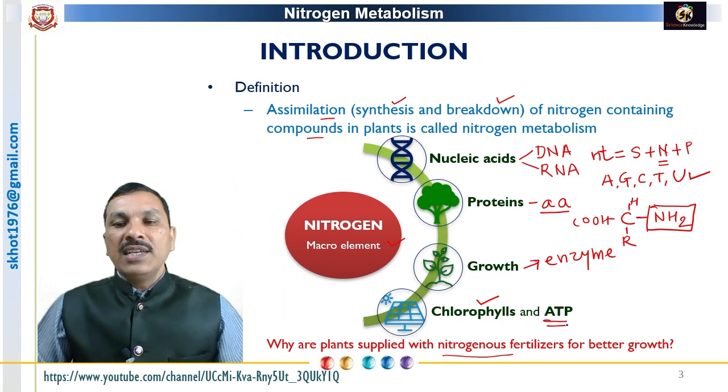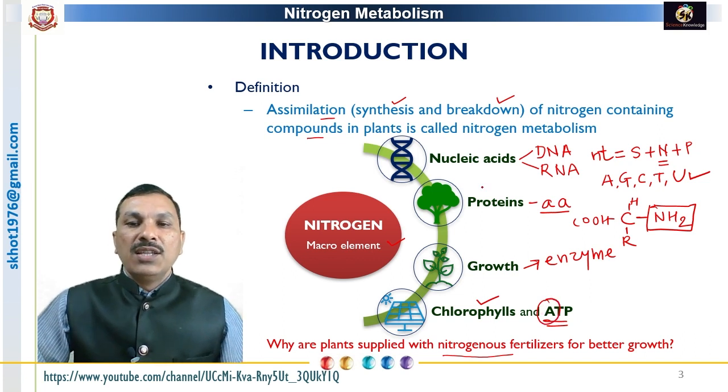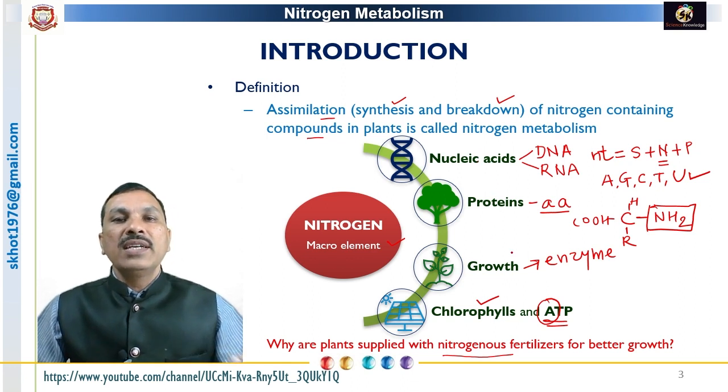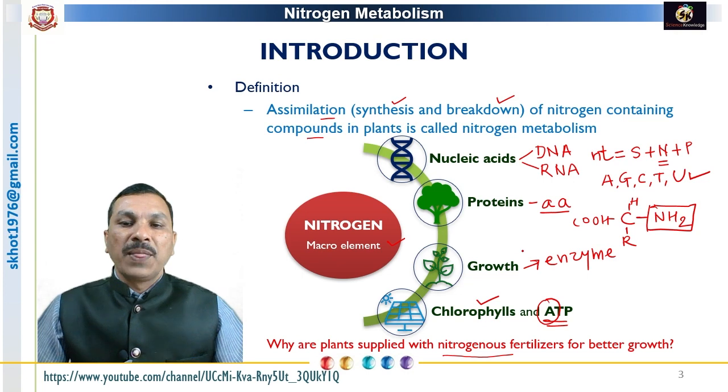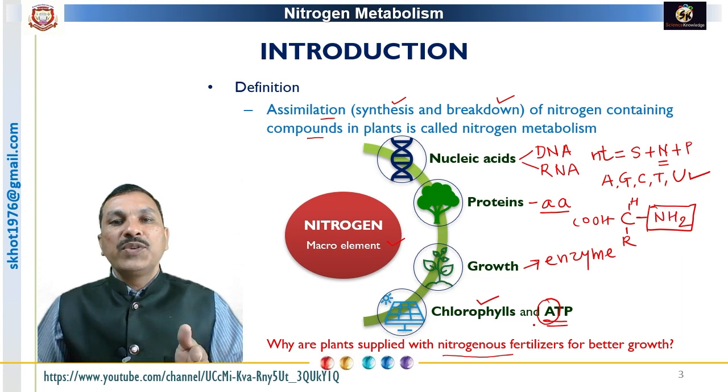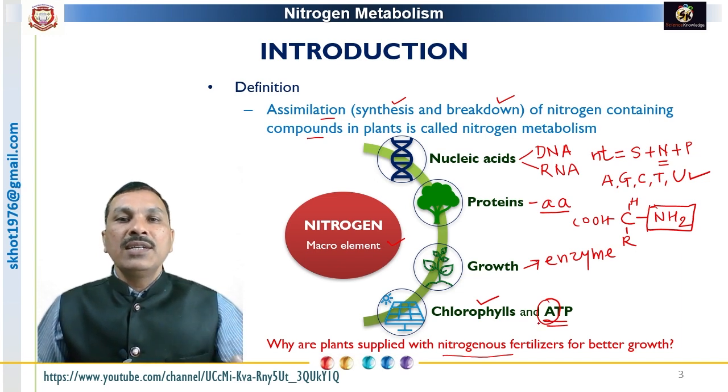The energy currency in living organisms, adenosine triphosphate, also consists of the nitrogenous base adenine. So here we can see that most of the processes in living organisms are dependent on the supply of nitrogen. That is why it is required to be supplied in higher concentration. Now the second part of this question is why it is required to supply it repeatedly.